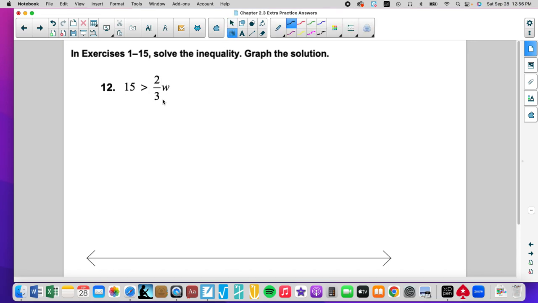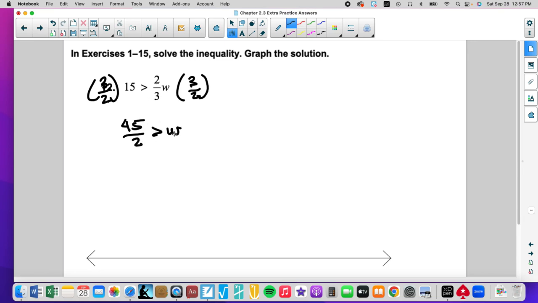I have a fraction. I don't want to divide by 2/3. I'm going to multiply by the reciprocal of 2/3, which is 3/2. 2 doesn't go into 15, so I can't reduce it. I can't reduce 3 and 15. They're both in the numerator. They don't cancel. So 3 times 15 is 45 over 2 is greater than W.